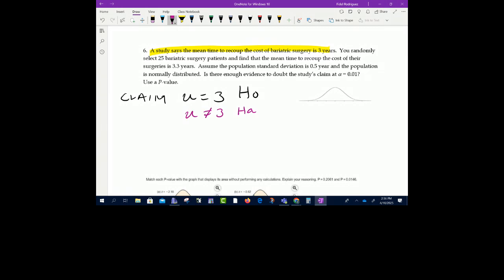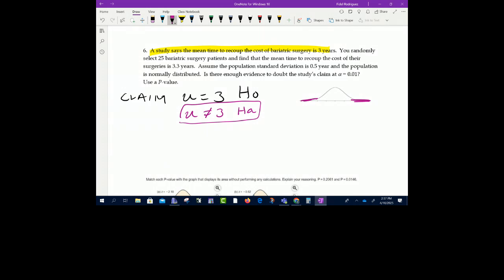All right, guys, I just want to point something out here. Remember, the Ha tells me whether it's left-tailed, right-tailed, or two-tailed. Do you see how it's not equal to? That's going to be a two-tailed test, y'all, because not equal to is going to be the parts on either side. When I'm looking at my inequality sign, I'm always looking at the Ha in the direction that it points. Because this has a not equal to, it's going to be two-tailed.